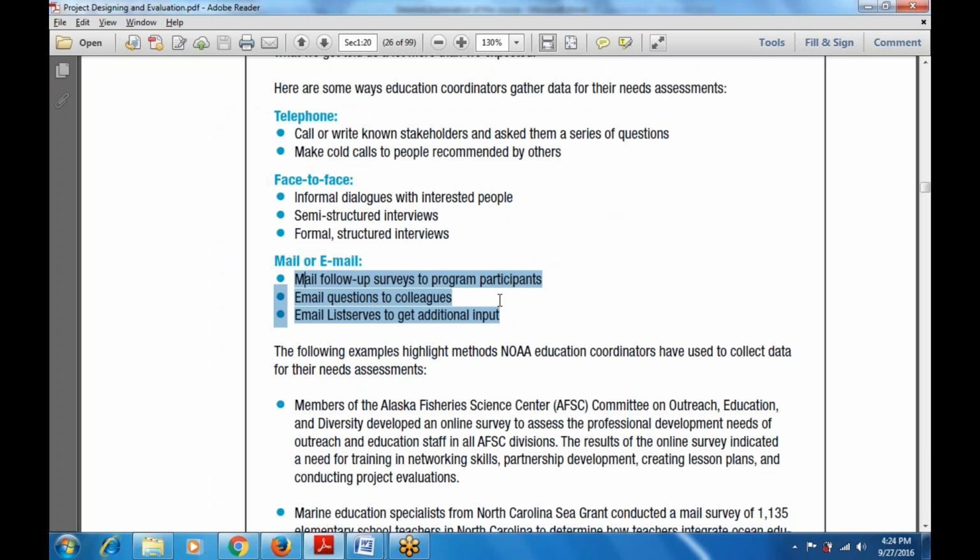Mail the follow-up surveys to program participants. Then email questions to the colleagues, whatever questions are available. Then email the list server to get additional input. Whatever additional input data is gathered will be used.